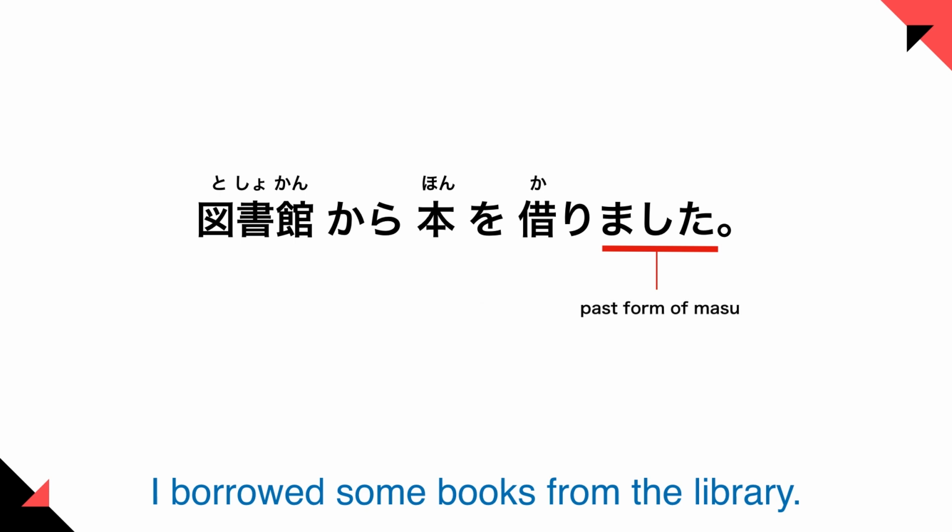And then ました is a past form of ます. Alright, so 本を借りました. That means borrowed books, borrowed some books. And then 図書館から, so borrowed some books from the library. There is no subject in this sentence, so you can assume that it's talking about the person that is speaking. So it'll be I borrowed some books from the library.